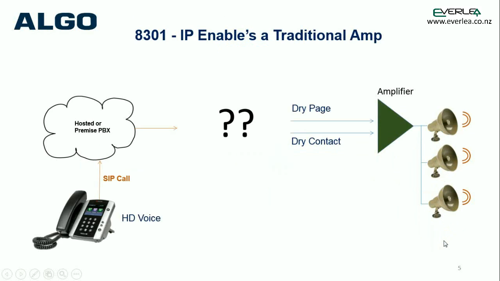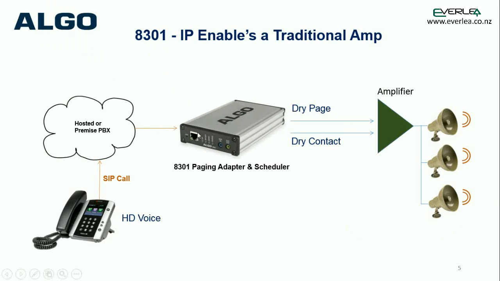Okay. So now that we've replaced the system with a hosted or even a premise SIP PBX, you've now got a SIP call to be made, and somehow we've got to interface it through to that amplifier over here. So what do we put in there? Quite simple, an 8301. The 8301 takes us into the SIP network via its network port, and then via its outputs, etc., goes across to your amplifier. Now, it can be done via simply an input port or via a contact to trigger the amplifier.